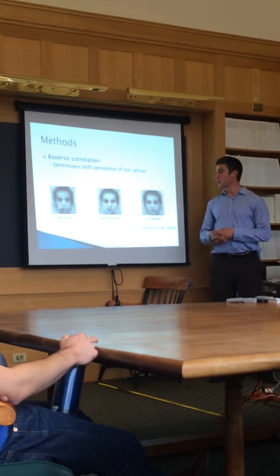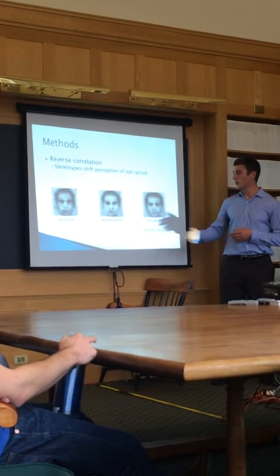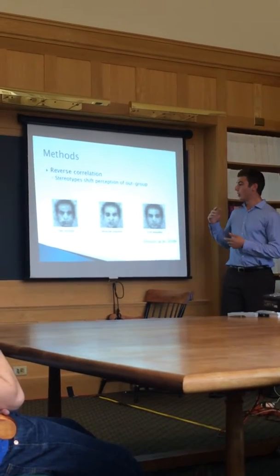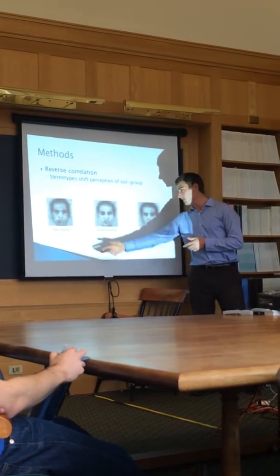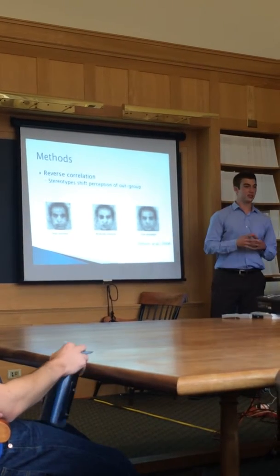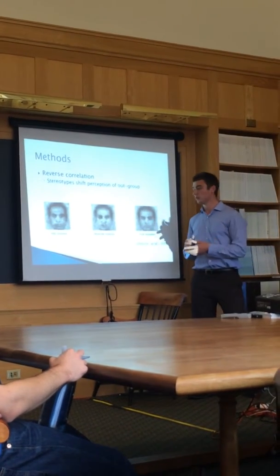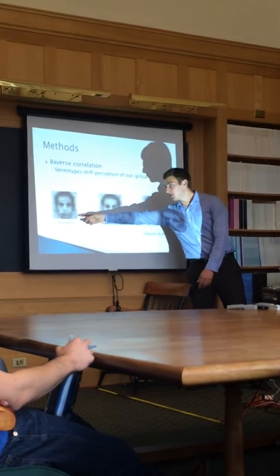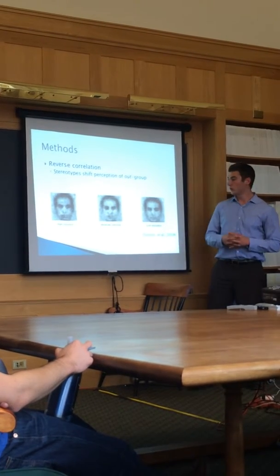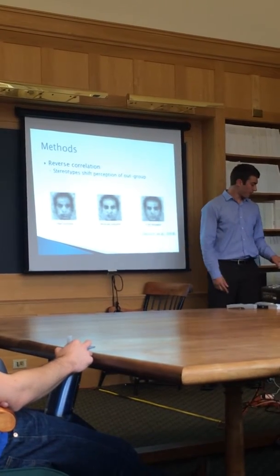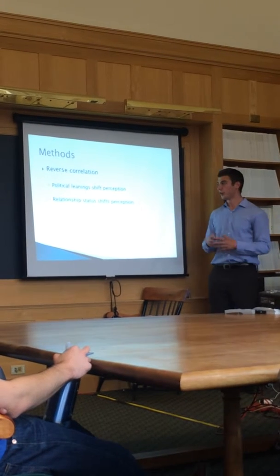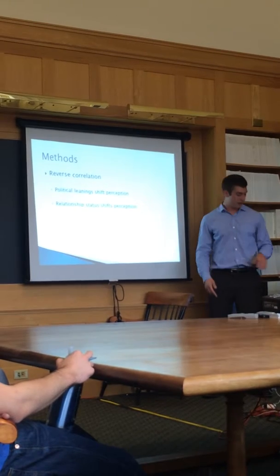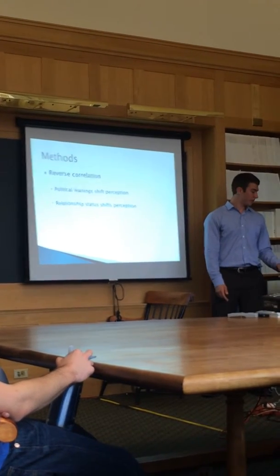This method has also been used to demonstrate that stereotypes can shift the perception of an actor. So in the Netherlands, there are a lot of prejudices against Moroccans. So they blocked groups of participants into high prejudice, moderate prejudice, and low prejudice, and used reverse correlation to get at what these people's mental representations of Moroccans were. And they found that people with high prejudice generated faces that were judged as being more criminal looking than those low in prejudice. Some other studies have shown that political leaning shifts perception and relationship status shifts perception. So clearly this reverse correlation method is very powerful, and that's why I chose to use it for this study.